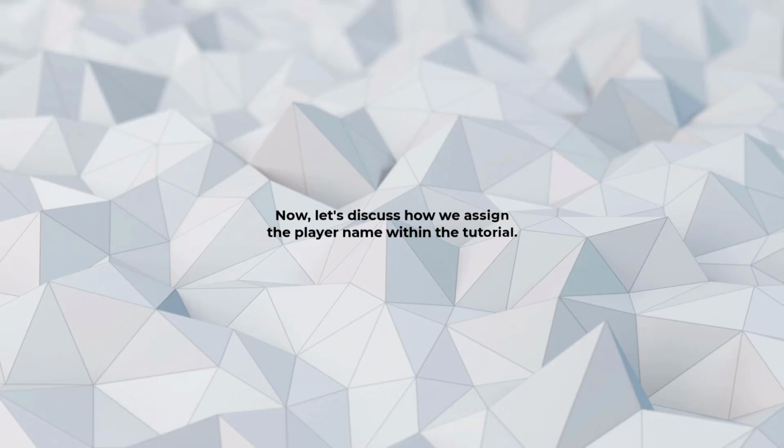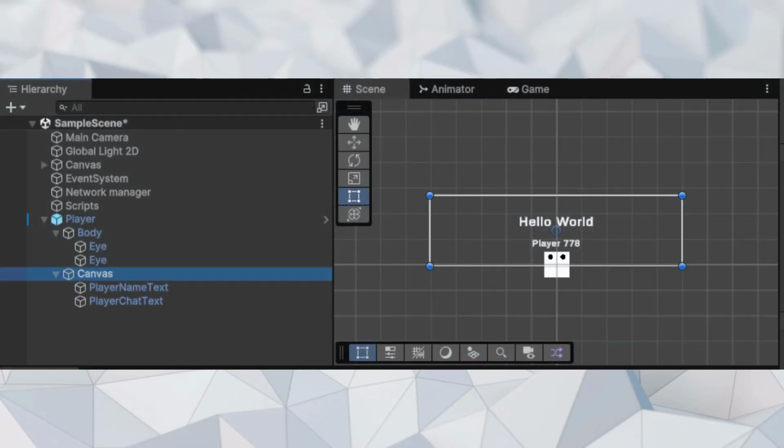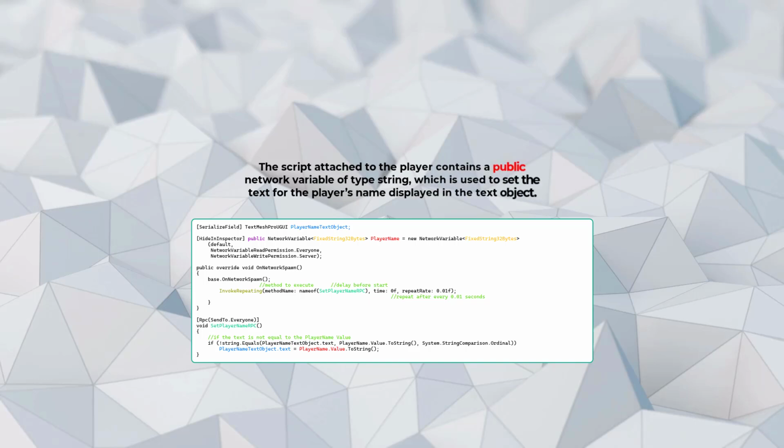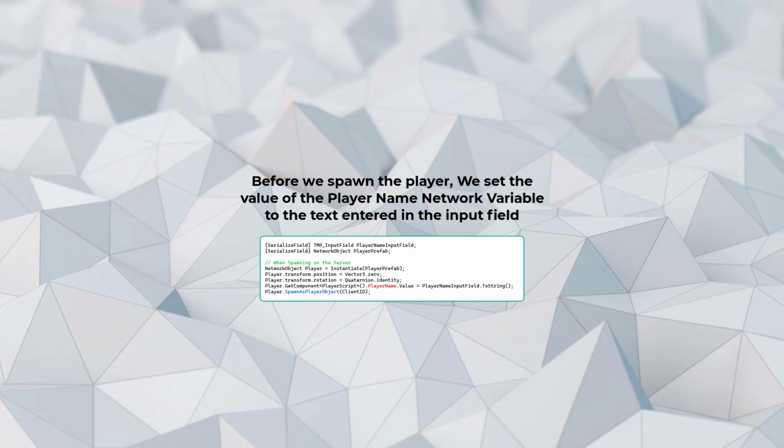Now, let's discuss how we assign the player name within the tutorial. I have a player with a world canvas attached to it which has two Text Mesh Pro text game objects. One for the player name and the other for the chat. The script attached to the player contains a public network variable of type string, which is used to set the text for the player's name displayed in the text object.